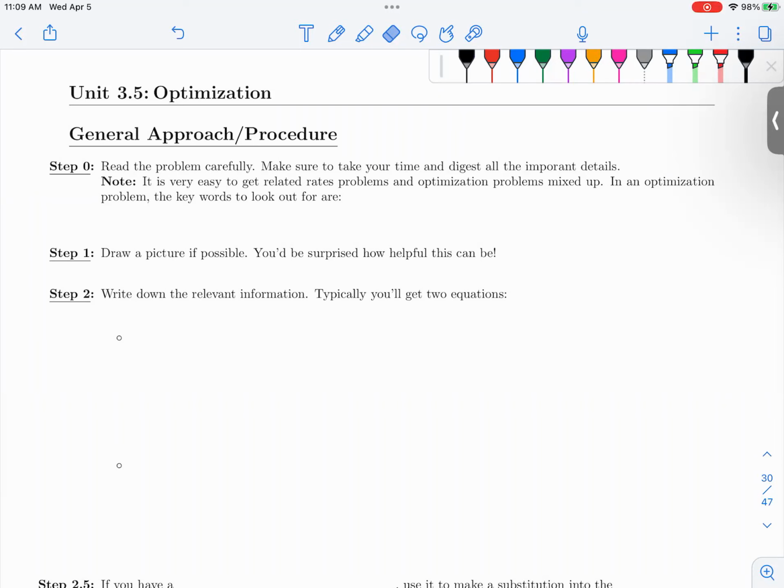And the other thing I will mention, and this is the reason why I have put this in chapter 3 versus chapter 2. A lot of students will try and get related rates and optimization mixed up. Optimization is completely different because it's dealing with trying to maximize or minimize something. That's why we had to wait until now to do it.